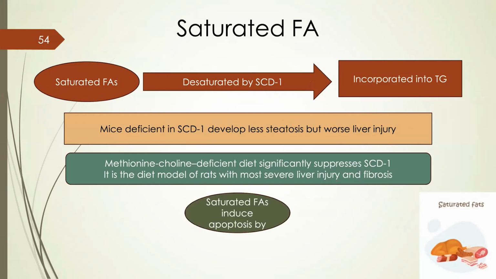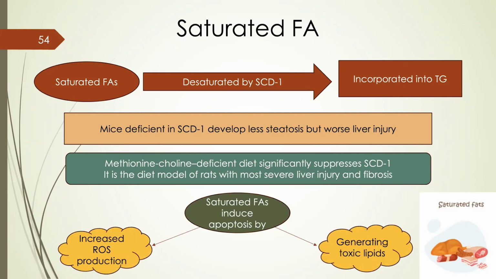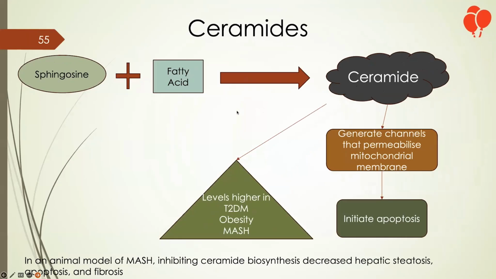Similarly, you can have a methionine or choline deficient diet, which significantly suppresses SCD1. So you have more saturated fatty acids, which can induce apoptosis. At the same time, saturated fatty acids tend to increase reactive oxygen species and they tend to generate toxic metabolites.